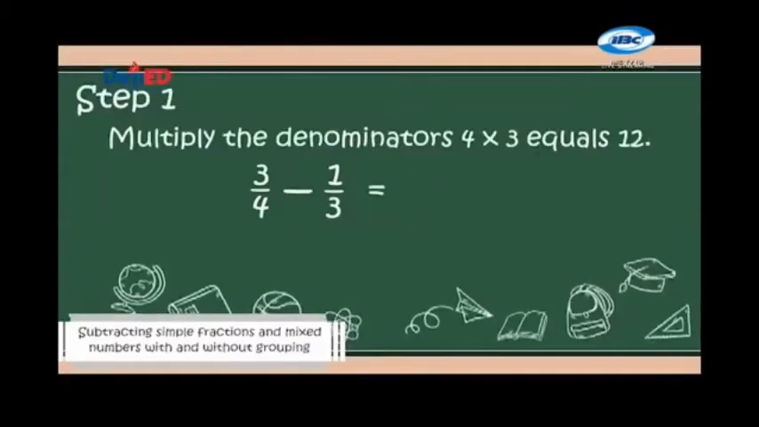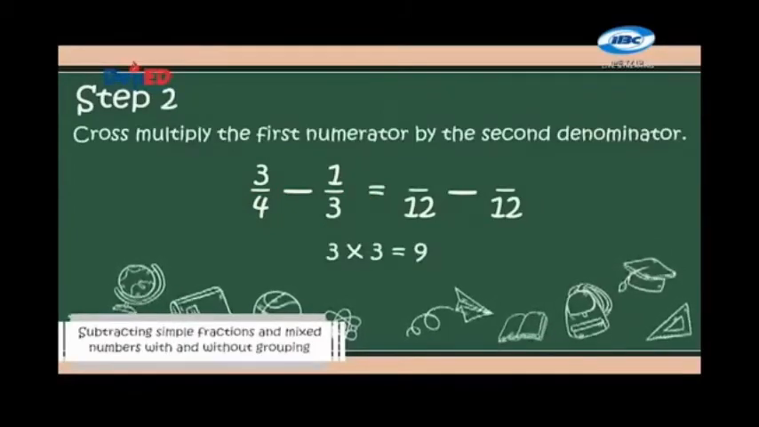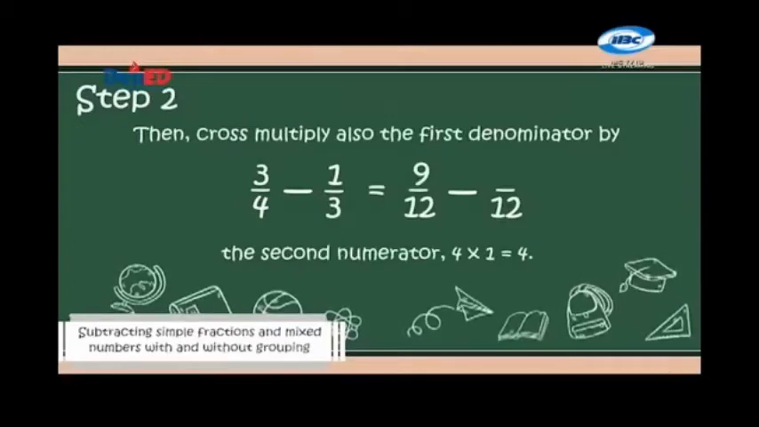Step 1. Multiply the denominators. 4 times 3 equals 12. 12 is the common denominator. Step 2. Cross multiply the first numerator by the second denominator. 3 times 3 equals 9. Then, cross multiply also the first denominator by the second numerator. 4 times 1 equals 4.